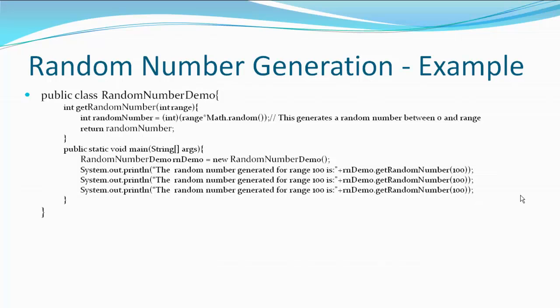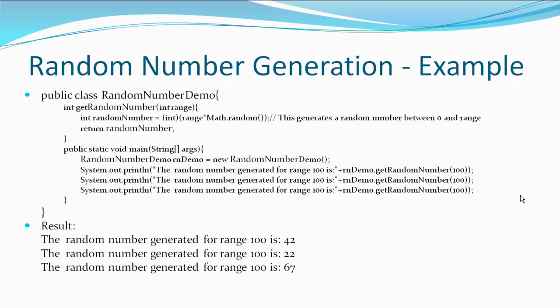And in the main method, you can see we have an object created of class RandomNumberDemo, and in the following lines we can see the random numbers generated for the range 100. As you see, for the same method, different random numbers are being generated.